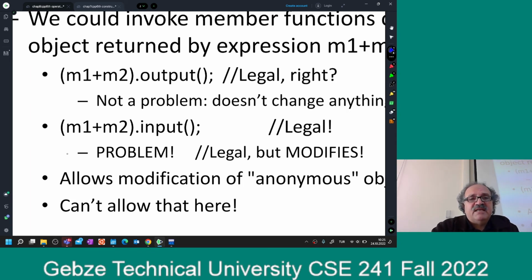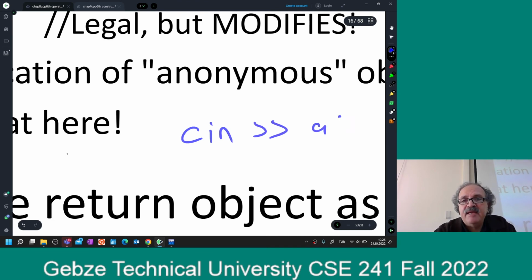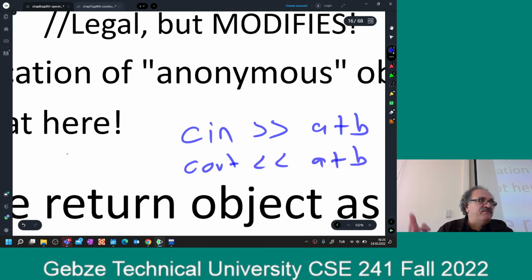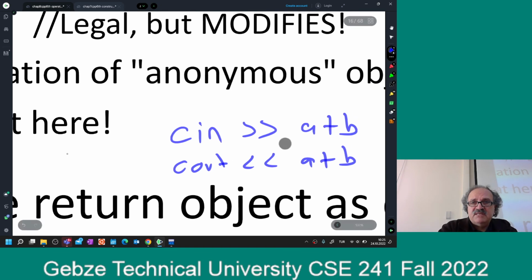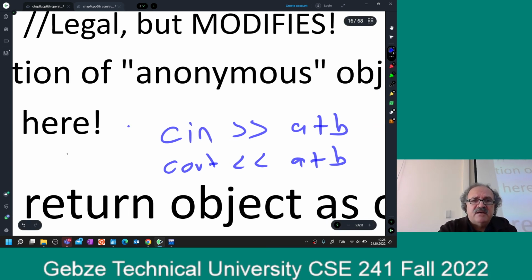We never said anything like cin A plus B. Does that make any sense? cout A plus B is okay. We keep doing this all the time. But this is bad, right? A plus B is a value. How am I going to change a value? We don't like this. We don't write it. And the compiler objects to it, right? But this one is okay.